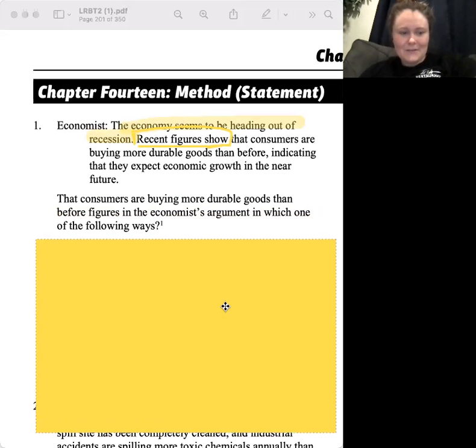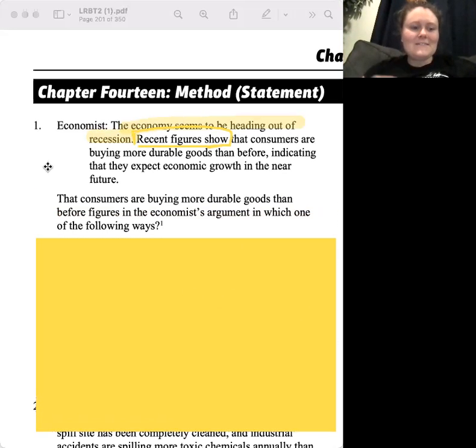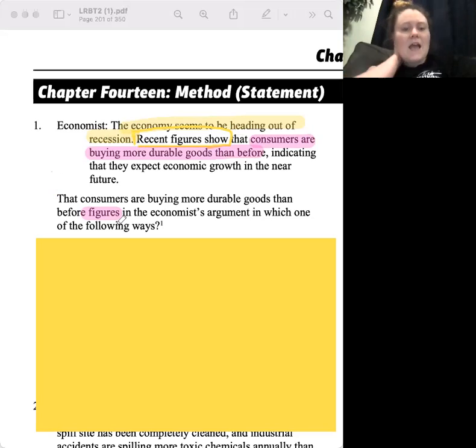The next step is that we're going to read our question stem. It says the consumers are buying more durable goods than before. What we want to do is find that in our stimulus. Then it asks which role this plays in the economist's argument, which is where we get the role question from. We want to make a loose prediction of what role this sentence plays in relation to the conclusion. You already told me: a premise, a fact, supporting.